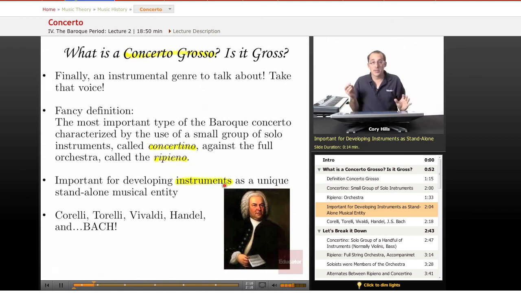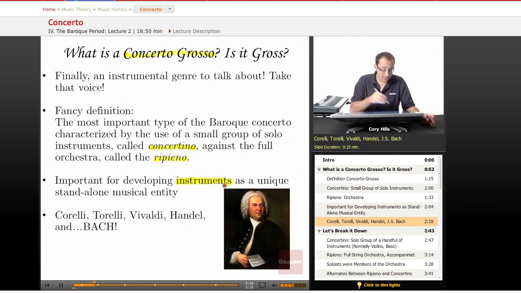So some of the people that we'll talk about with this are Corelli, Torelli, I think that's great, Vivaldi, more Italians, Handel, not Italian. And then finally, we'll get to this man here that I'm sure everybody has heard of, Johann Sebastian Bach, and he's pictured right here. We're going to talk about him throughout the rest of the Baroque.